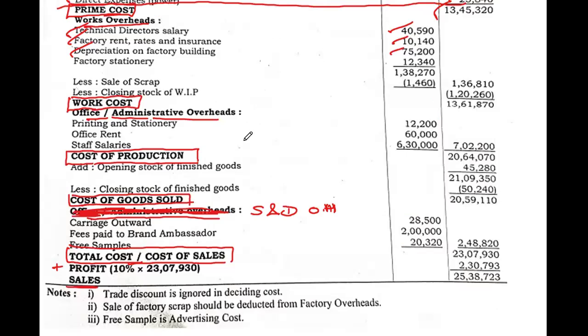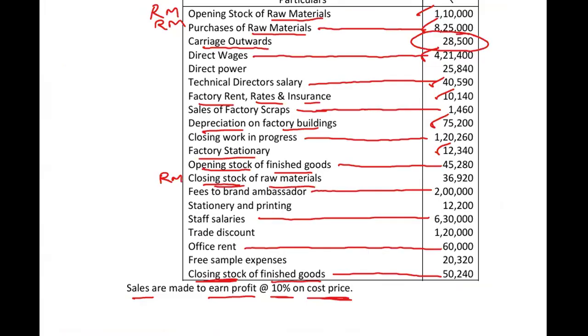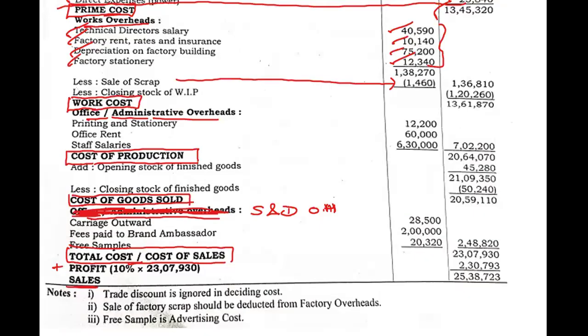Closing work in progress will come after the cost of factory overheads. So factory stationery is taken here, 12,340, right? Total factory cost is added. From that, one figure, the sale of scrap, will be deducted. That is 1,460, which was given here. Sales of scrap, how much? 1,460. It is an income, therefore it is shown as a negative figure. The balance amount appearing is called what?